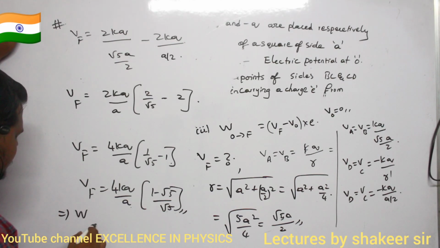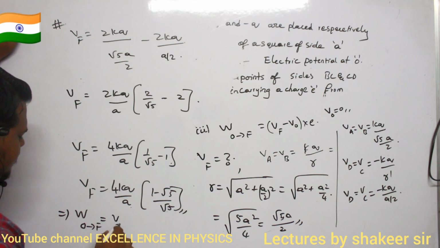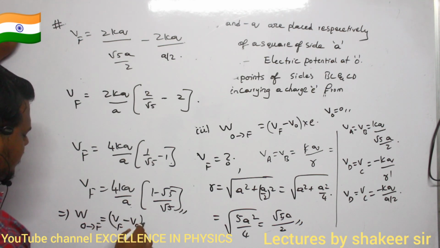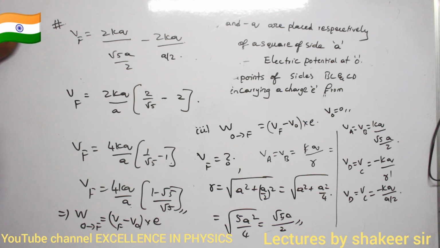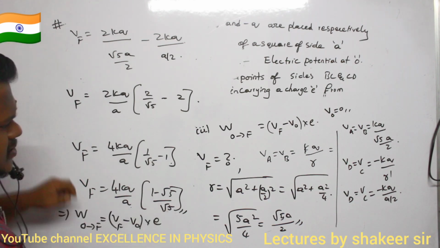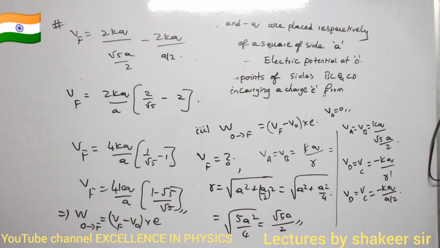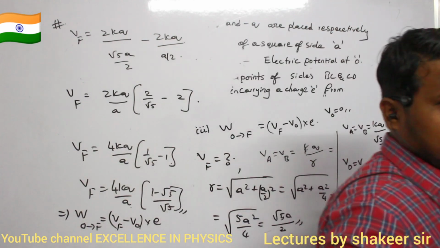So, the work done in traveling a charge from 0 to F. How much? Vf minus V naught, multiplied by E. Vf we have already calculated, the E value we already have, and V naught is 0, no? So just substitute that, and that should be our answer. Okay? Make a note of that.